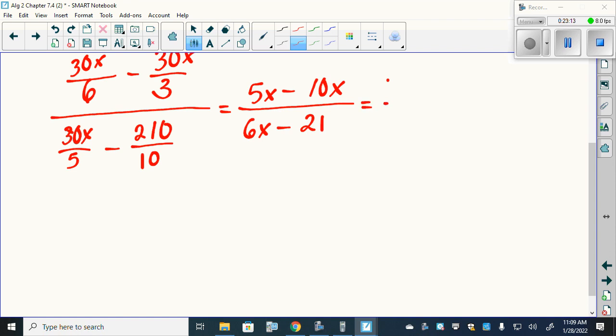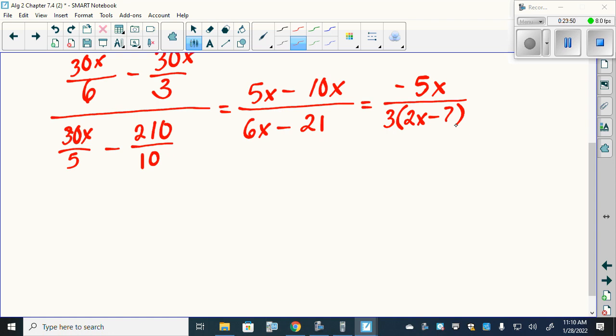Now, in the numerator, 5x minus 10x is negative 5x. 6x minus 21, well, 6x minus 21, we can't combine those. But they do have a greatest common factor of 3, so we can actually pull that out. Which will leave us 3 times 2x minus 7.